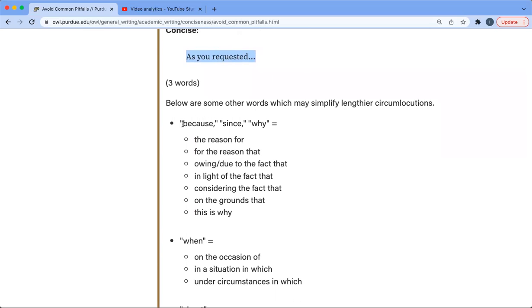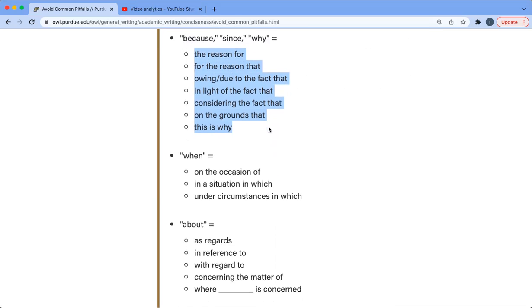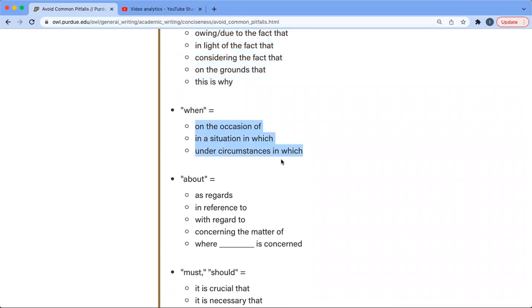So there's a list of these, for example, the reason for, for the reason that, owing to the fact that, due to the fact that, and so on. I can simply say why or because or since. Instead of having on the occasion of, in the situation in which, under circumstances in which, I can simply say when. Can I use one word instead of a phrase? That's the question you need to ask yourself.